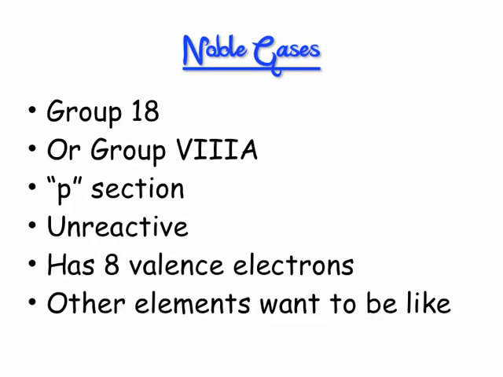These guys are column 18 or group Roman numeral 8A. They are the P section of the periodic table. They are highly unreactive, so you're going to not find too many compounds that have these elements in them. They have 8 valence electrons, and in the grand scheme of elements, all the other elements want to be like them, so they want to get their configuration.